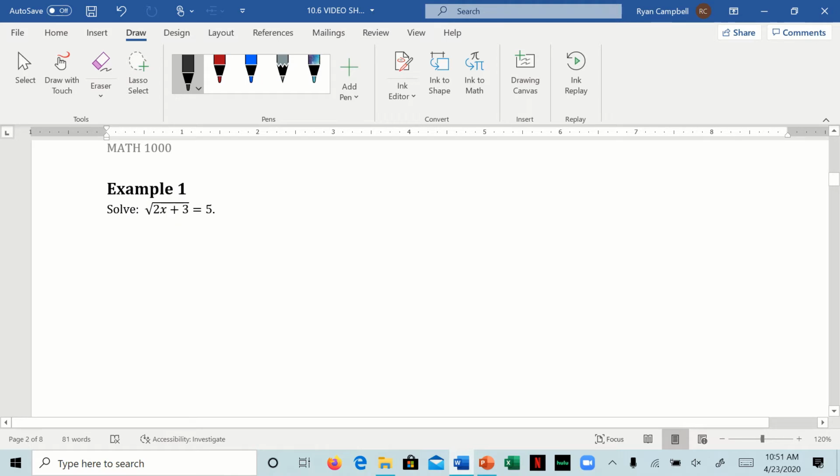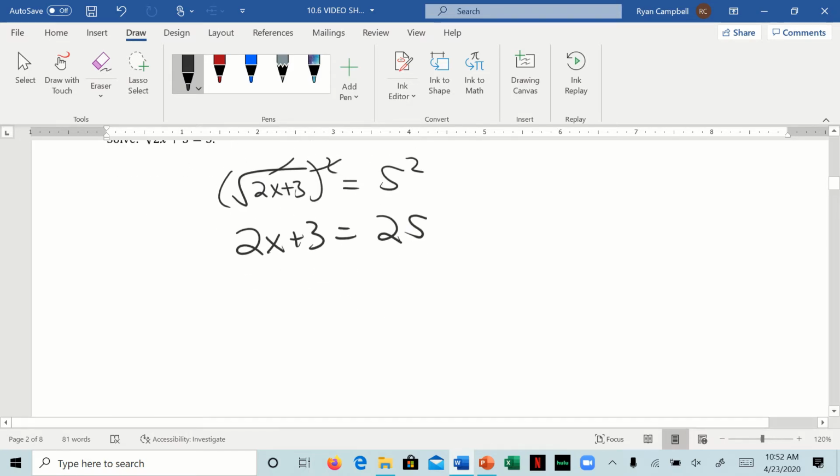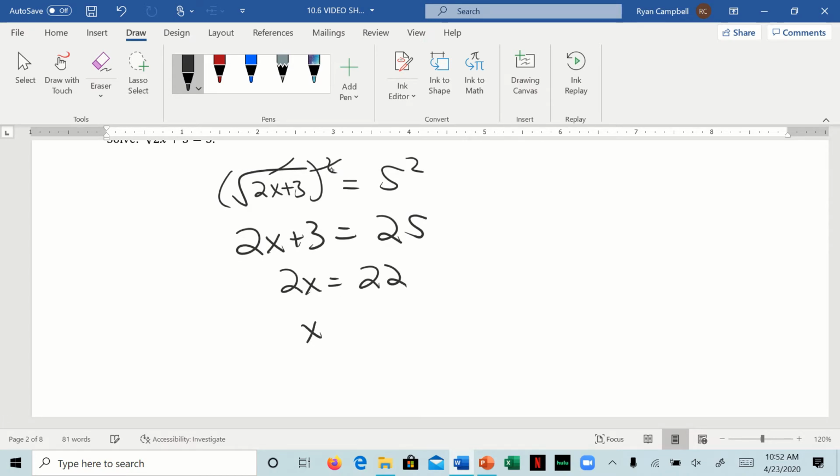All right, so let's go through this. Example number 1. So step 1, isolate the radical. Good, the radical is already by itself. So then we're going to raise everything to the power. Since it's a square root, we're going to square everything. So square one side, square the other side. The square and the square root cancel, so we get 2x plus 3 on one side, and 5 squared is 25. We subtract 3 to get 22, divide by 2, so we get 11.